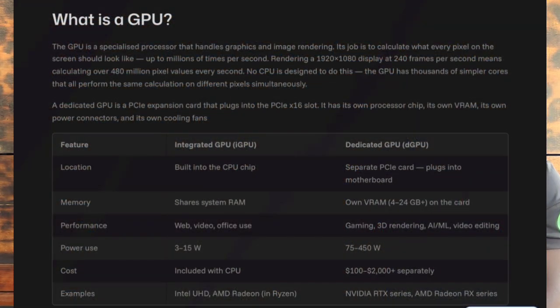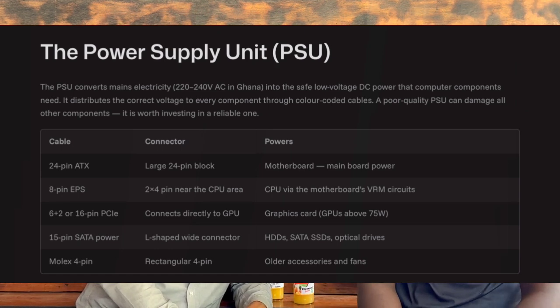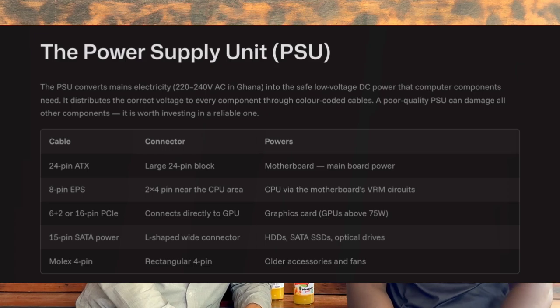And then there's also the GPU. That is what helps us see everything on our screen. Meaning the images that we see on our screen, the GPU helps us to see them very clearly. Powering all of this is the PSU, which is the power supply unit, which converts electricity into usable power.